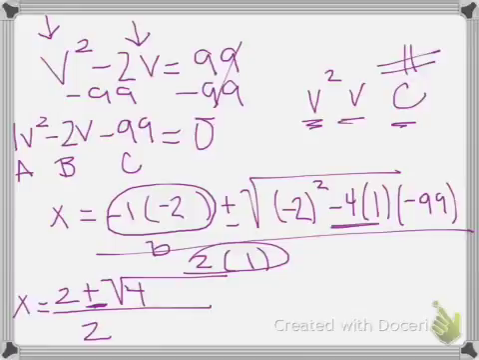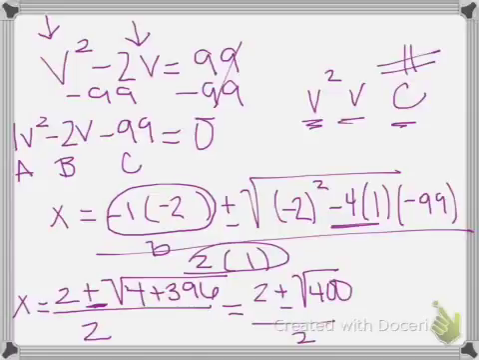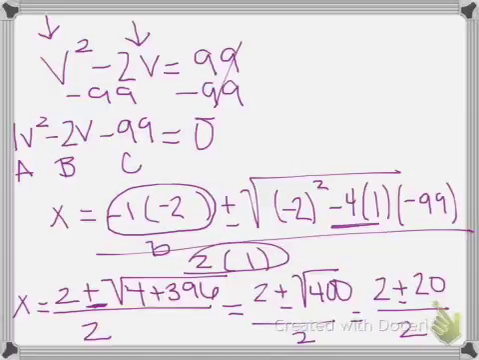4 times 99 is 396. 2 negatives make a positive. If you add that up, you get 2 plus or minus square root of 400 over 2. We check to see if 400 has a square root, and it does, and it's 20. So it's 2 plus or minus 20 over 2. We can put our final step towards the top of this. So 2 plus or minus 20 over 2.